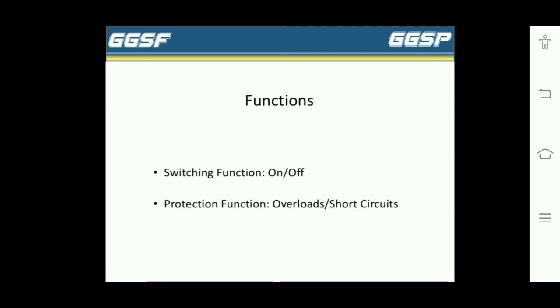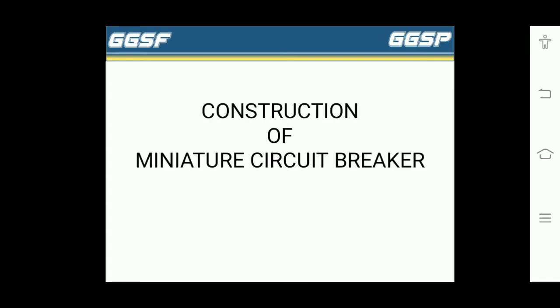Function of MCB. There are two functions of MCB: the switching function and the protection function. The switching function is the on-off condition, and the protection function is the overload and short circuit condition.